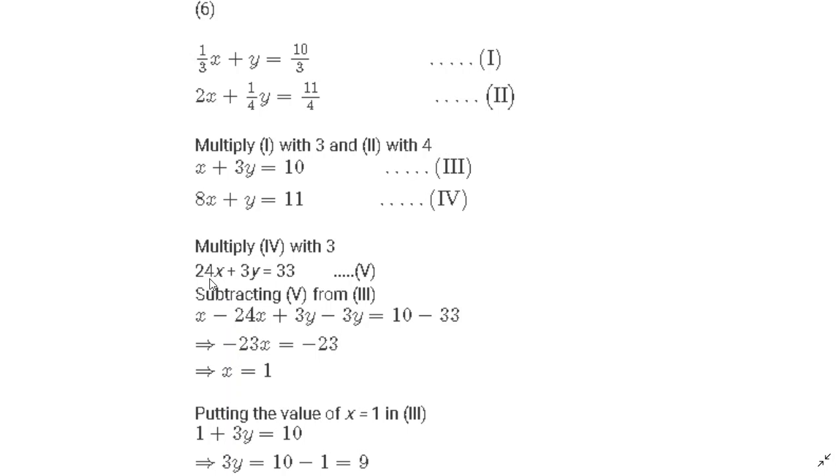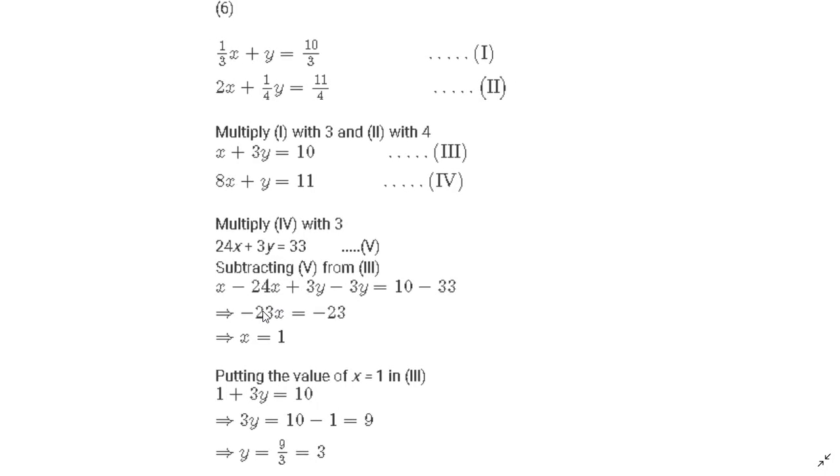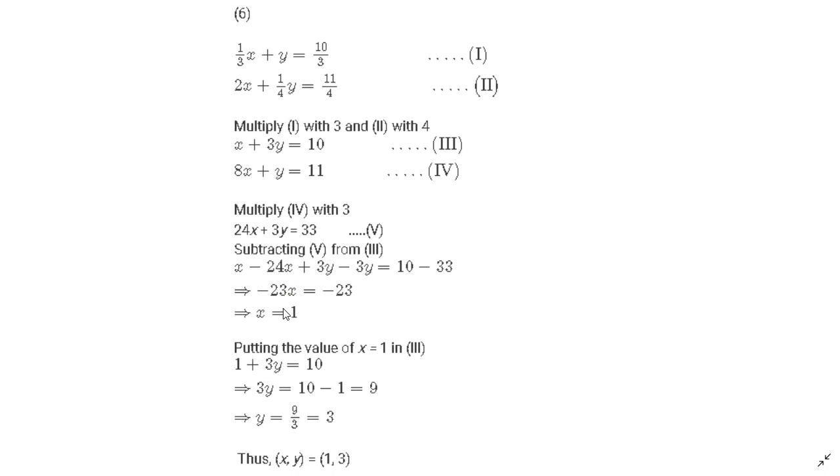Okay, x minus 24x is minus 23x is equal to... 3y will be cancelled, and on the right hand side, 10 minus 33 is minus 23, then x is equal to 1. Minus 23 and minus 23 will be cancelled. Then put the value of x in any of these equations.